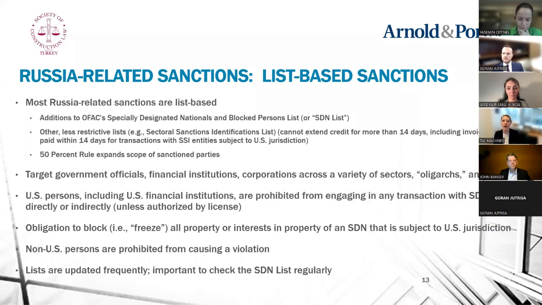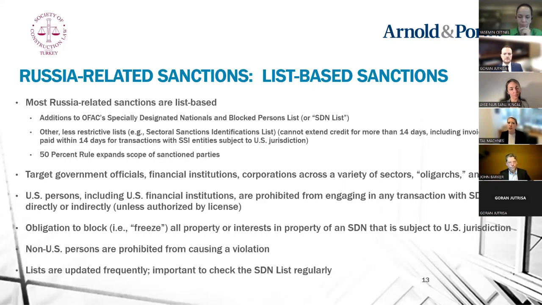So the next important component of the U.S. sanctions laws involving Russia is list-based sanctions. These are the most expansive and probably the most well-known category of sanctions involving Russia. They target Russian government officials, financial institutions, corporations across a variety of sectors, quote unquote oligarchs, and much more. Basically, the United States identifies a party that it determines is contributing to the situation in Ukraine, which is the basis of the whole sanctions program, and places that party on one of several restricted lists.